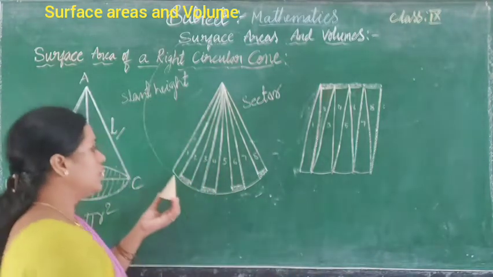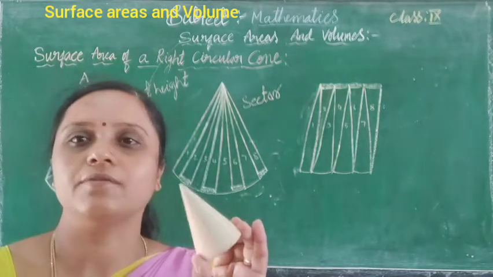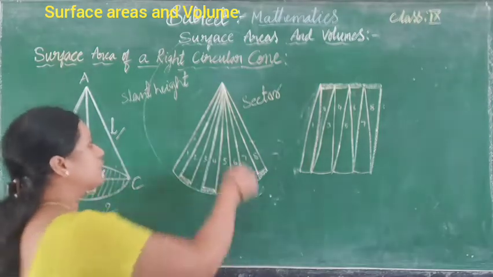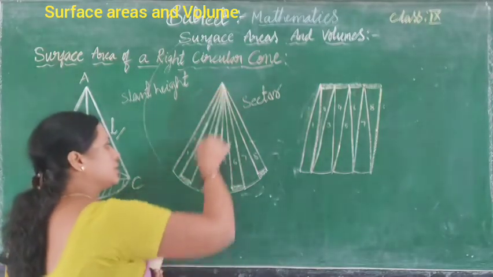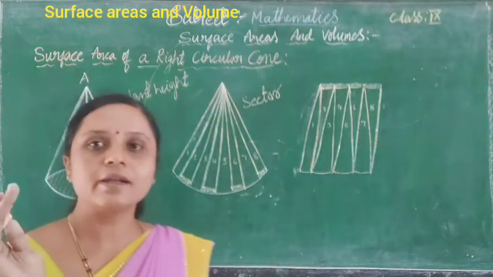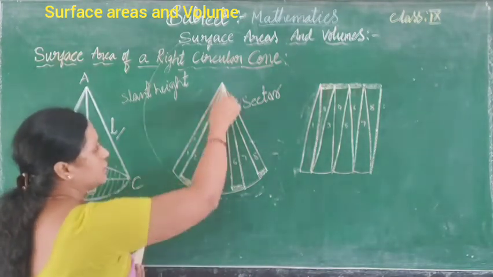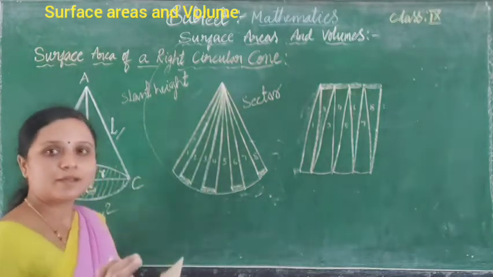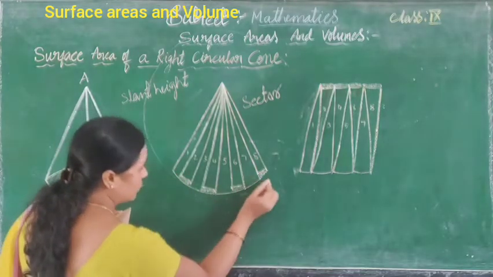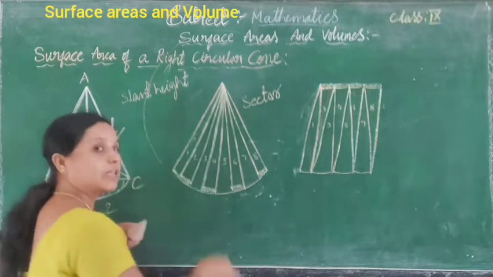Now I want to find the curved surface area of that cone. While taking accurate measurement, this sector can be divided into small pieces like this. These small pieces look like triangles. You can see this triangle shape has a curve, but while making the pieces small, the curve looks like a straight line.